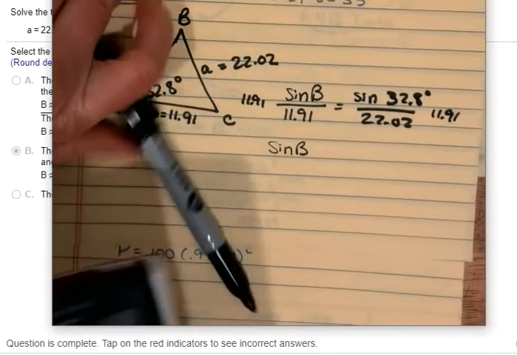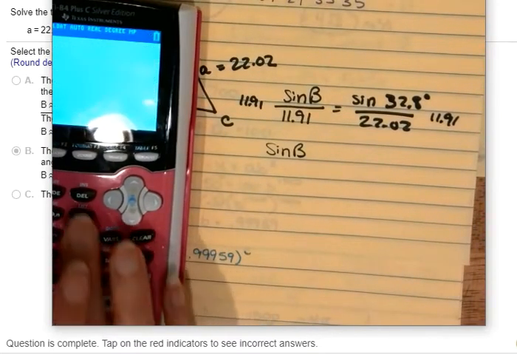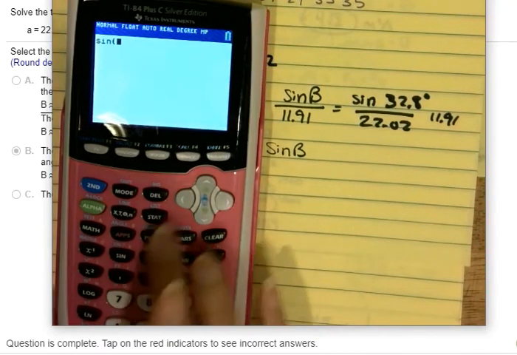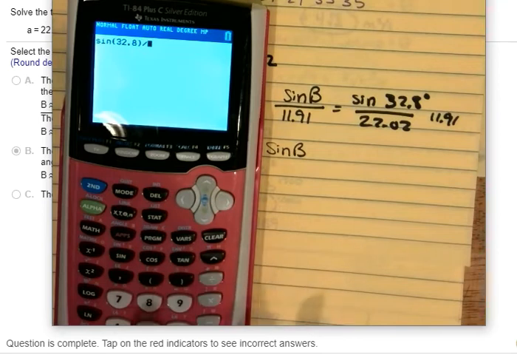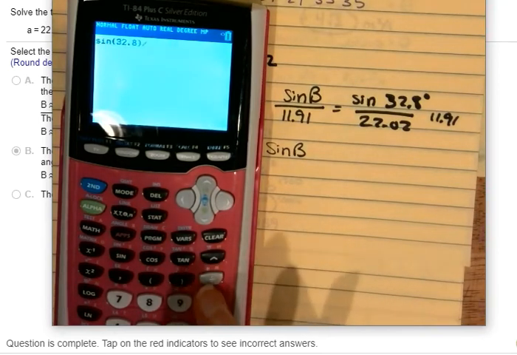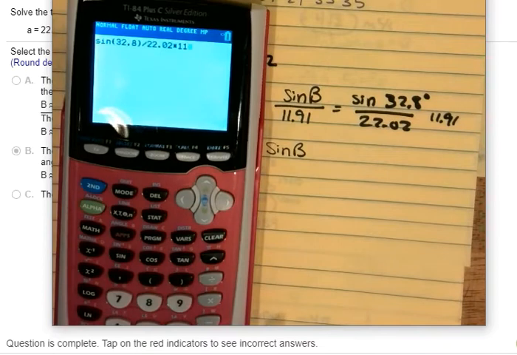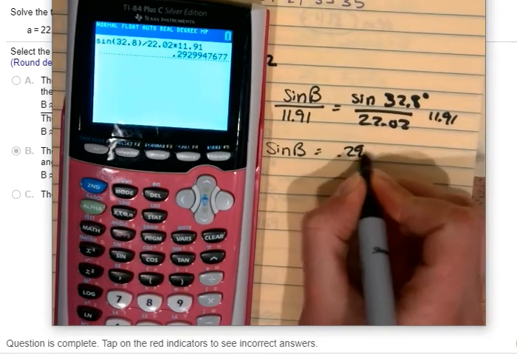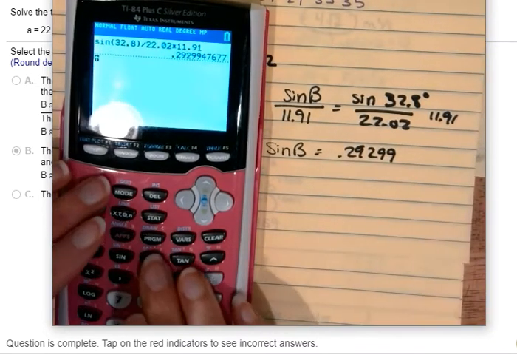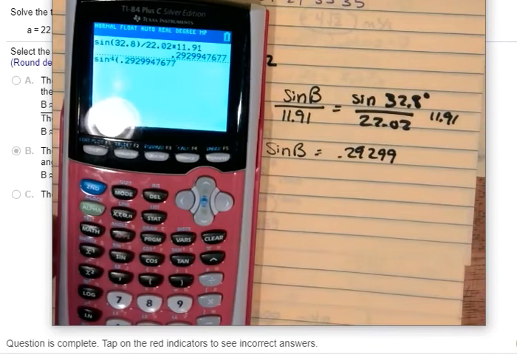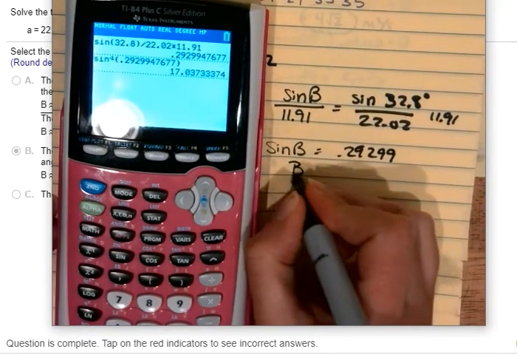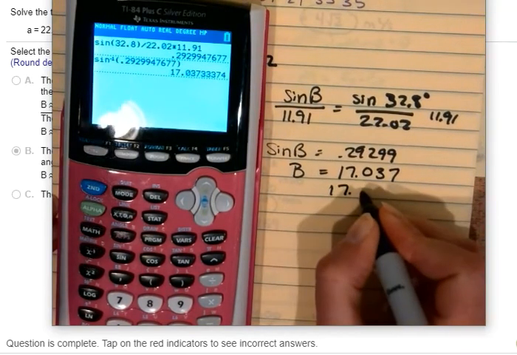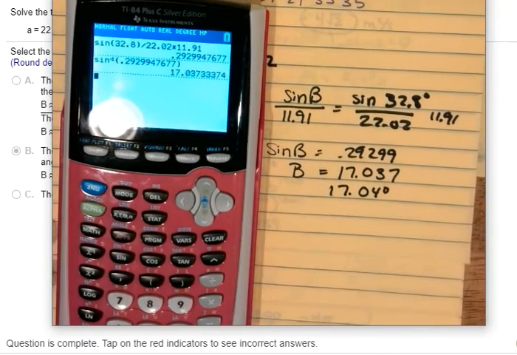And so I'm just going to do this on a calculator so we can see the screen and make sure my mode is degrees. It is degrees right now. So I can compute sine of 32.8 divided by 22.02, and then we're going to multiply it by the 11.91. So that gives us the sine of B. So the sine of B is equal to 0.29299. Now if I take the arcsine of that number, it's going to give me my angle back in degrees. So B is 17.037 or 17.04 degrees. And let's check that one out first.